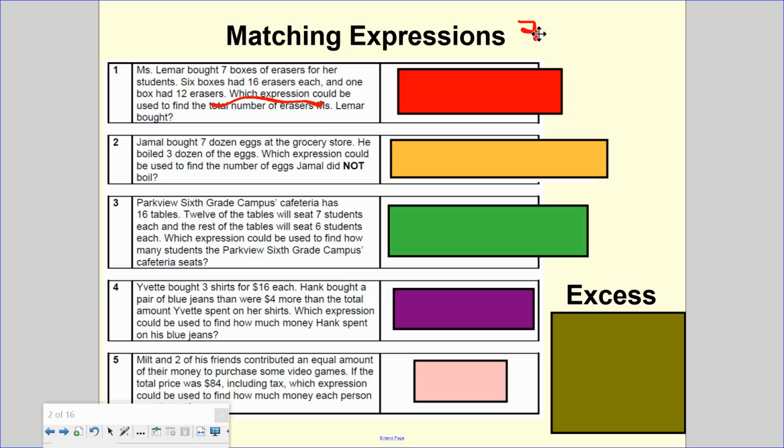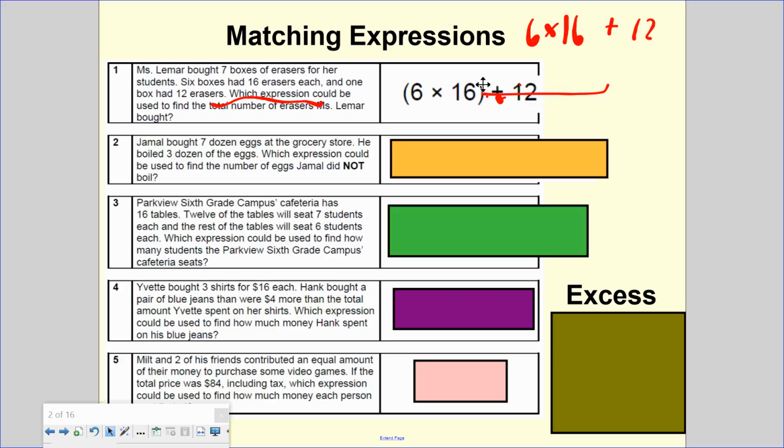Out of those 7 boxes, 6 of them had 16 erasers each. So 6 times 16. 1 box had 12. You could say 1 times 12, but what's the point of writing that when it's just 12? And it says find a total. Let's see if this is correct. Yep, 6 times 16 plus 12. We could also have it like that.